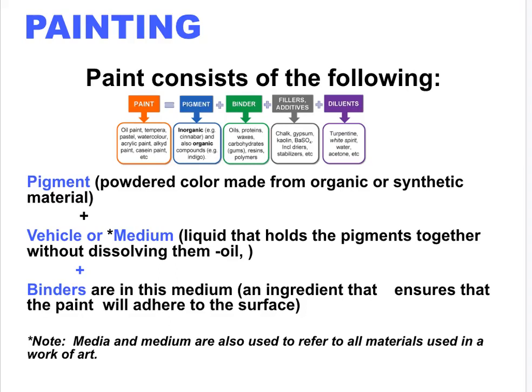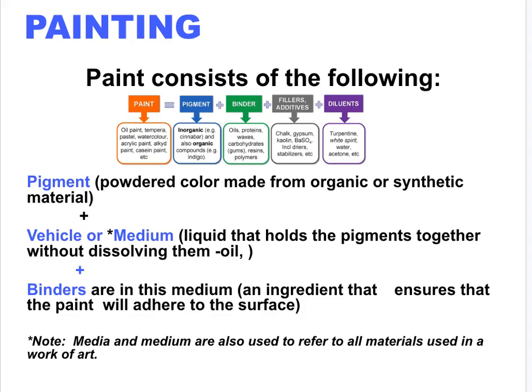So what is the definition of that? Liquid that holds the pigments together without dissolving them. So like oil is an example of that. But also think of it's the thing that makes it move. So that kind of helps you when you think about vehicle. It holds the pigment together, but it's making it move like a vehicle makes you move. That's the way to memorize it.